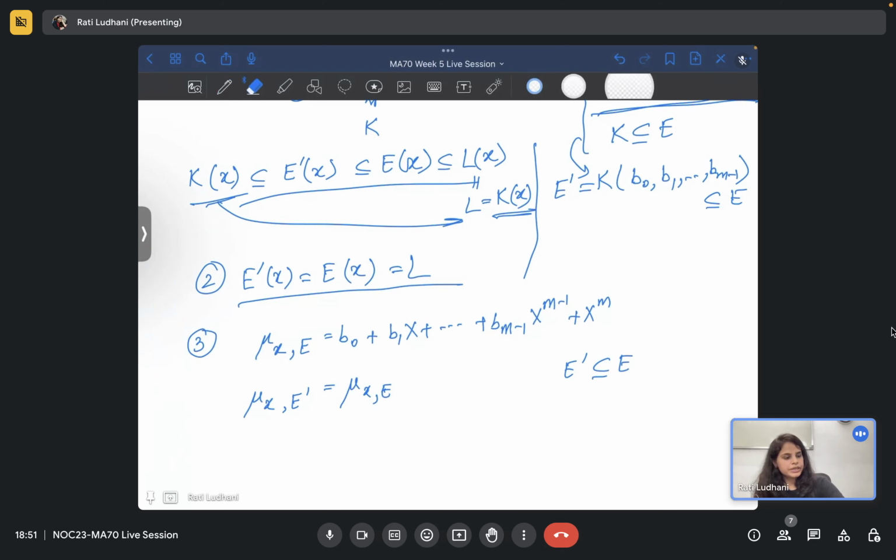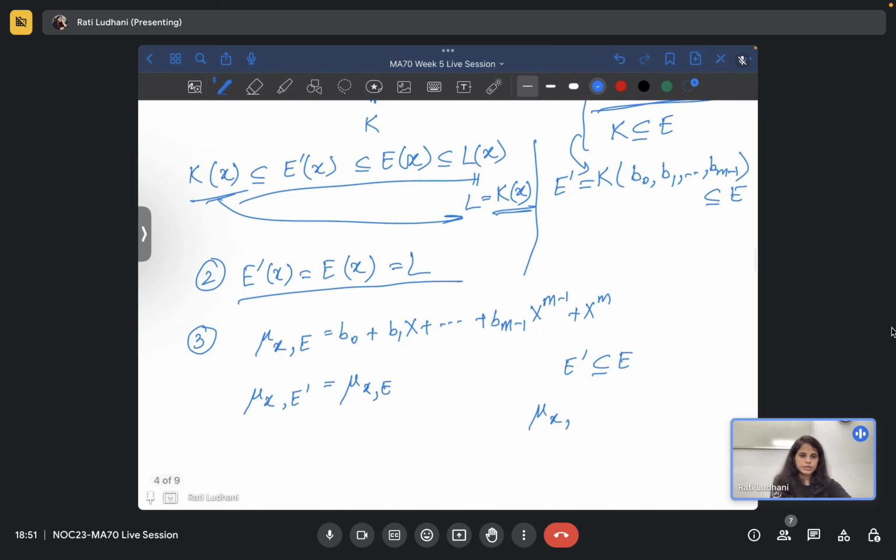So E dash is contained in E. What can you say about, let's say, if you are looking at these, everything is algebraic? We are in an algebraic setting, L is algebraic, and these are contained in it, so these are also algebraic.